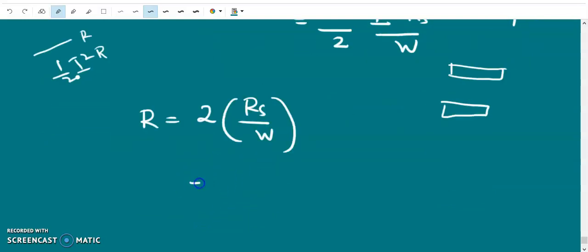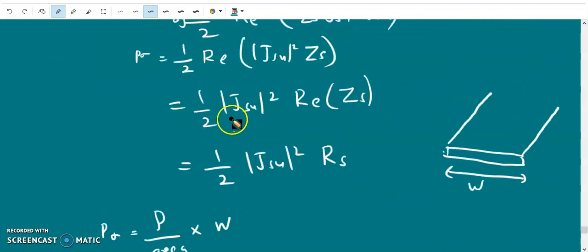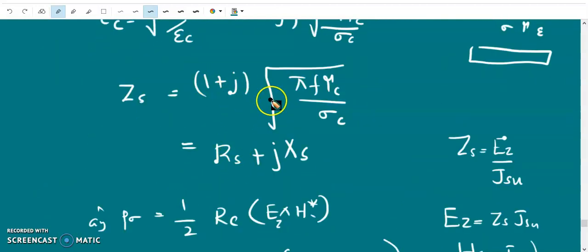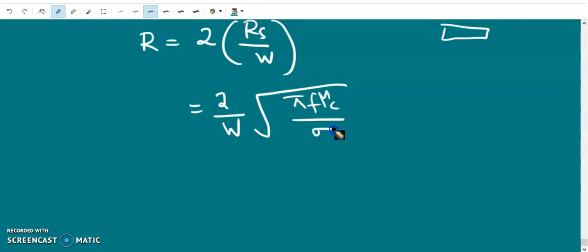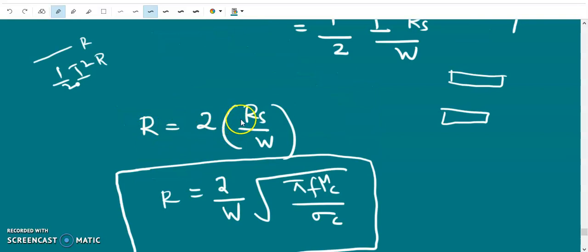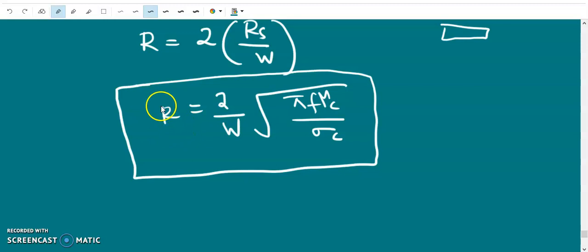So we have already found Rs as the real part of Zs, which is equal to root of pi f mu c by sigma c. So Rs is equal to root of pi f mu c by sigma c. The sigma c is the conductivity of the plate. So since this R is 2 times Rs by W, its dimension is resistance per unit length, ohm per meter. So this is the resistance per unit length of the two conducting plates.